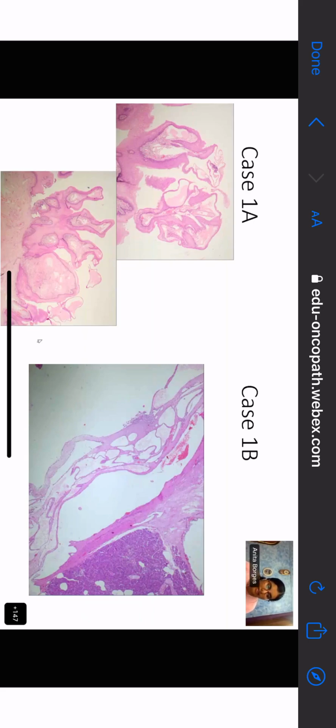Yes, ma'am. I think that if I draw a line from there, I see that these projections are above this basement membrane. They are above the surface. You don't mean basement membrane, you mean the surface, right? Yes, ma'am. Yes, okay, very good.